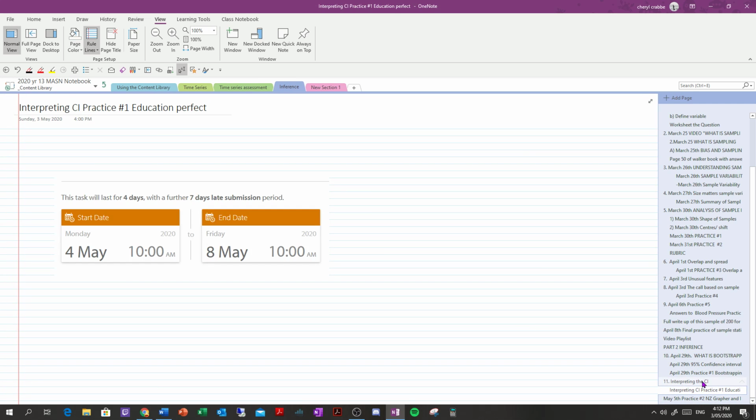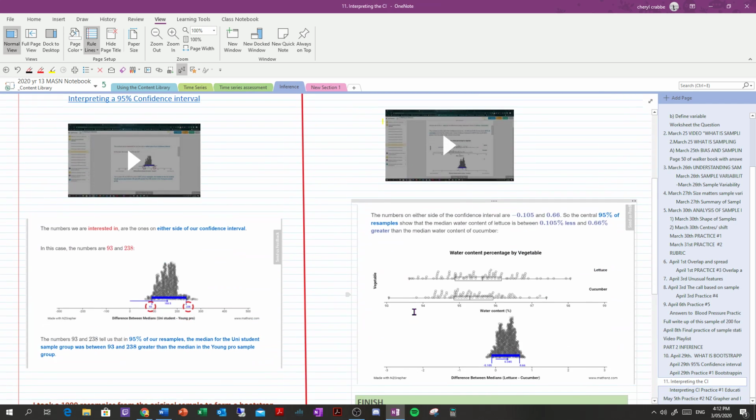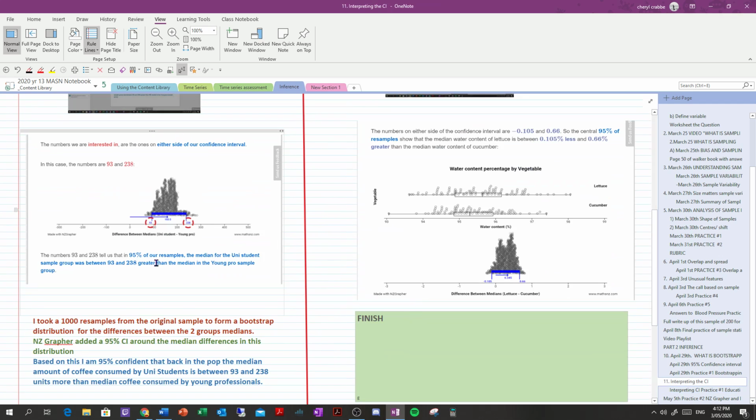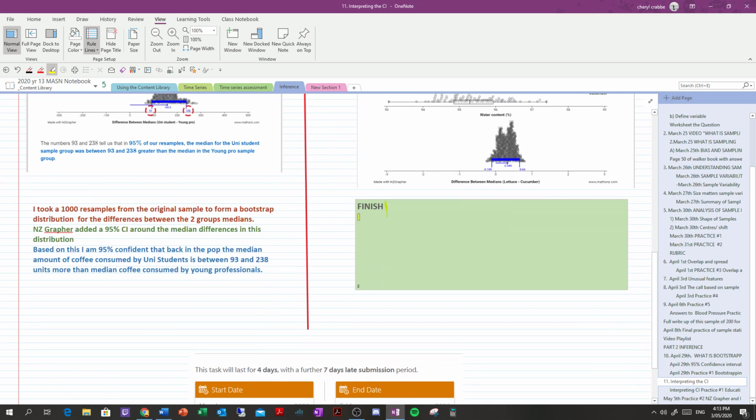In the previous day, you were to watch both of these videos and then have a look at how we interpret the graphic from the confidence interval when we have two positive numbers in the confidence interval, and then what happens when we don't have two positive numbers, when we have a negative and a positive number in the confidence interval. Up above here, it tells us how we interpret that for this particular situation, and then you were to finish this off and write something equivalent to this but with a different confidence interval.